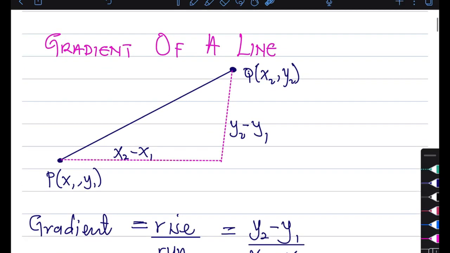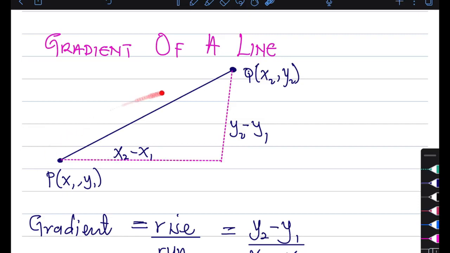Now let's talk about the gradient of a line. When we say the gradient of a line, we are basically talking about the slope of the line. So the bigger the slope, the bigger the gradient will be. The steeper the slope, the bigger the gradient. The flatter the slope, the smaller the gradient. So that's how it's going to look.